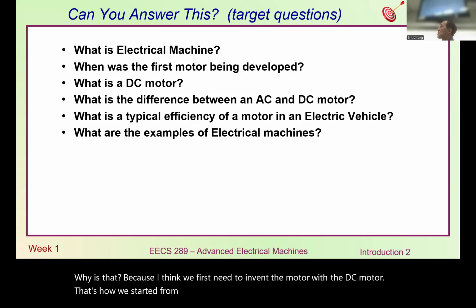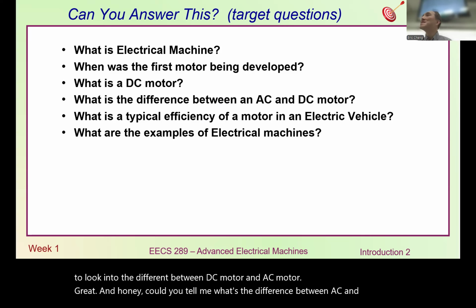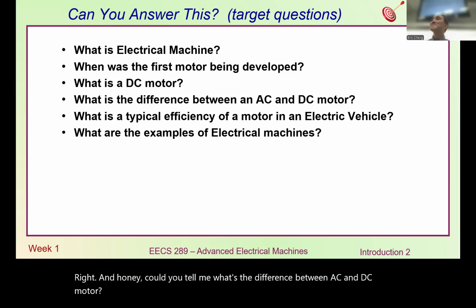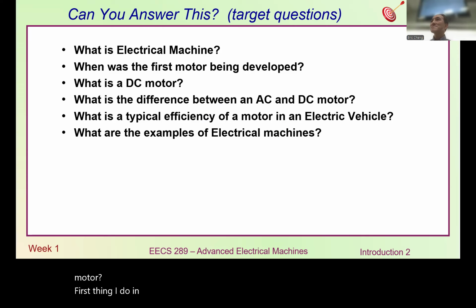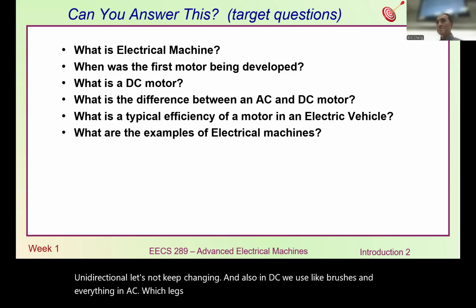And then, most importantly, people will start to look into the difference between DC motor and AC motor. Right? Ali, could you tell me what's the difference between AC and DC motor? First thing, AC is alternating current, it keeps changing. But DC is unidirectional, it does not keep changing. And also in DC, we use brushes, and in AC, it lacks these brushes. Yeah, that's a very good explanation.